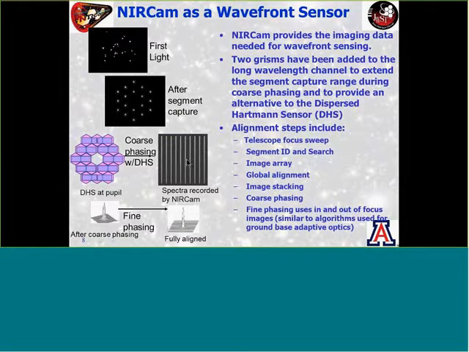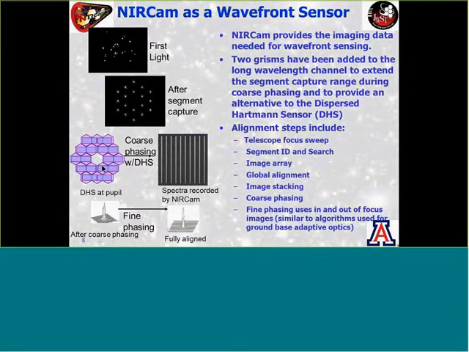After this procedure, then one goes on to what we call fine phasing, where things aren't quite perfectly lined up. And there are some weak lenses in NIRCam that take in and out of focus images that then get you to the fully aligned state. And this last step uses algorithms that are very similar to what are used for ground-based adaptive optics control.